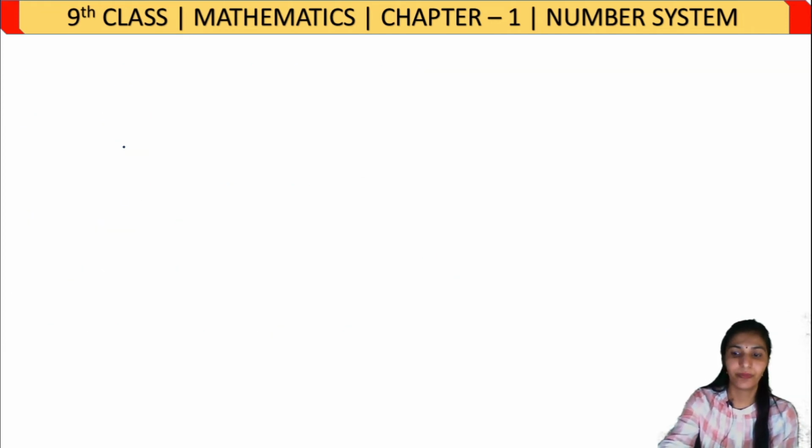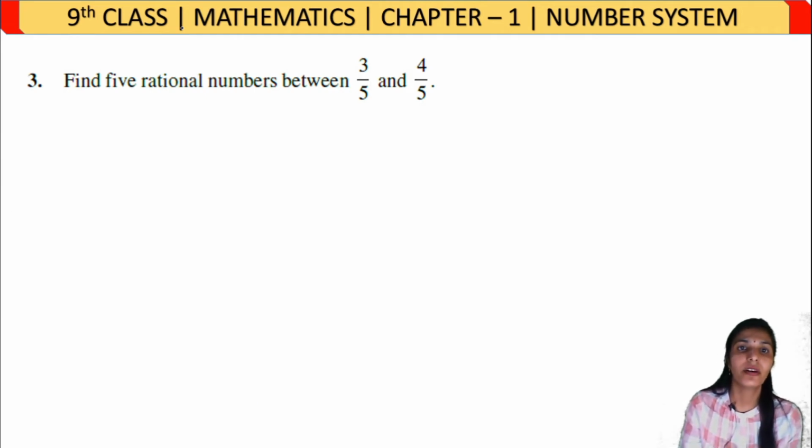So next question. Find 5 rational numbers between 3 by 5 and 4 by 5. So here 3 by 5 and 4 by 5 are rational numbers. Now they are asking to find 5 rational numbers. According to the method, we have to add 5 plus 1. 5 plus 1 will be 6. Now same, we have to multiply this 6 for 3 by 5 and 4 by 5.